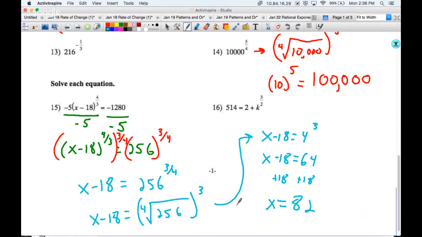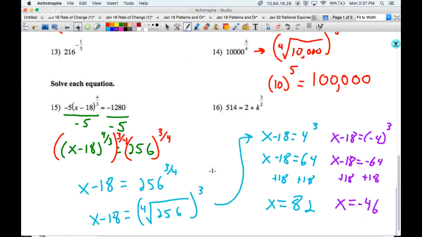So I think I'm going to let you ignore this for this unit. Technically, the 4th root of 256, because that's an even root, should be a positive and a negative 4. So we should get x minus 18 equals negative 4 to the third. And now with the 3 being odd, this becomes negative 64. We add 18 to both sides, and we get x equals negative 64 plus 18, negative 46. And so that was the two answers in the answer key.